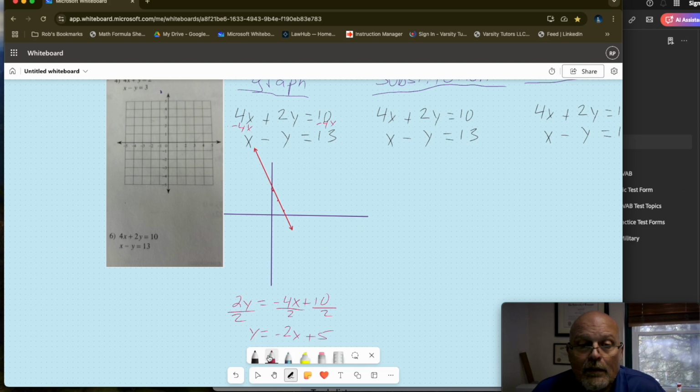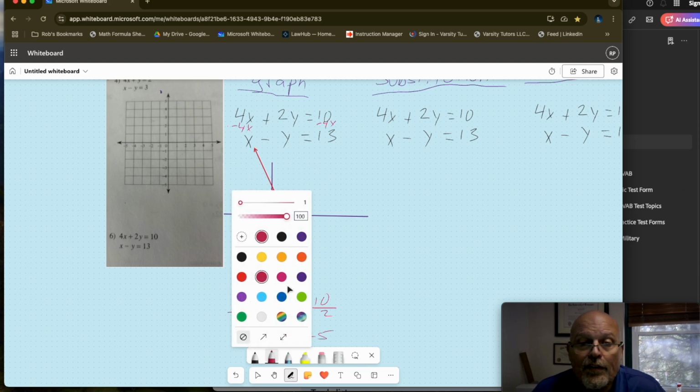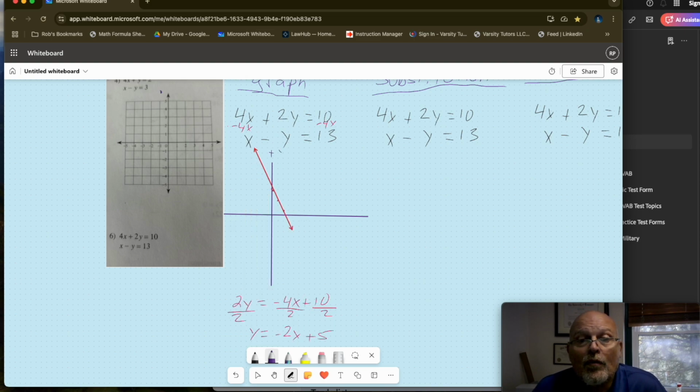And now I'm going to do the same thing with the other equation. I want to set it into y equals. So I'm going to add y to both sides. That is going to give me x equals y plus 13. Subtract 13 from both sides, and I get y equals x minus 13.